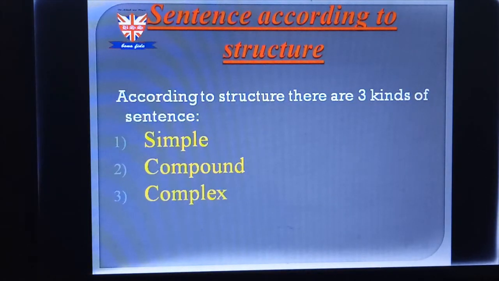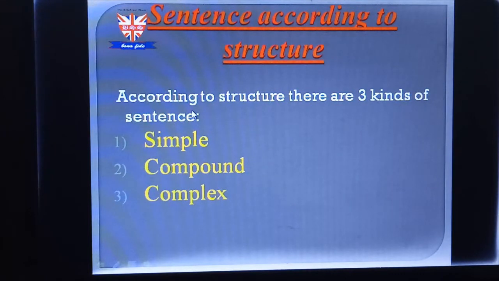As I've told you at the beginning of the semester, each chapter will be related with each other. Just for that reason, you have to be regular to watch the videos, as you have to be regular in the class as well. So look at the screen now.